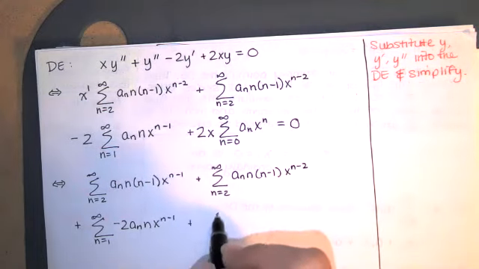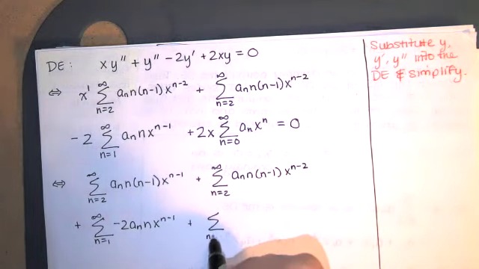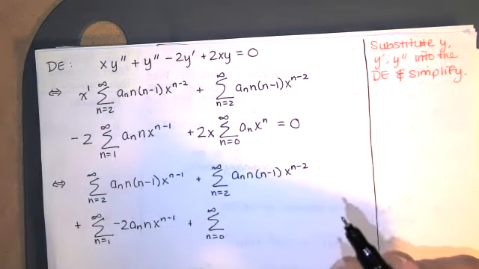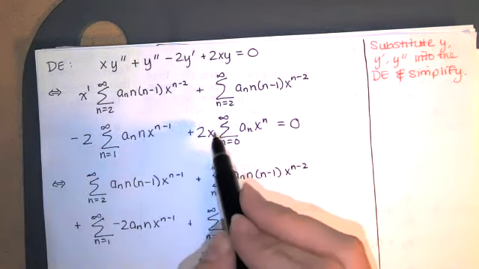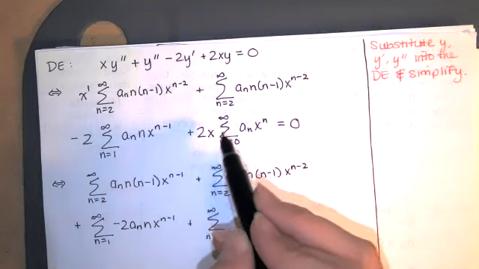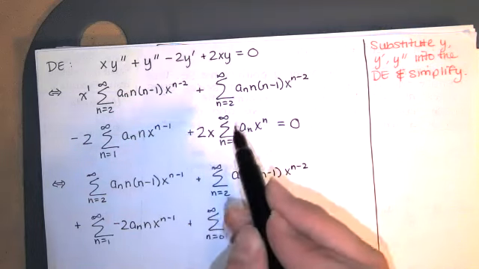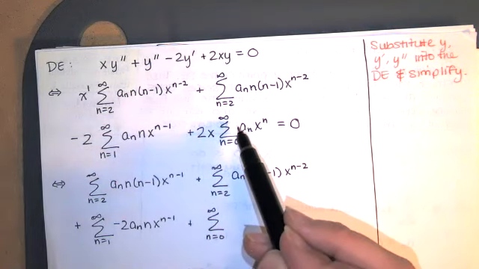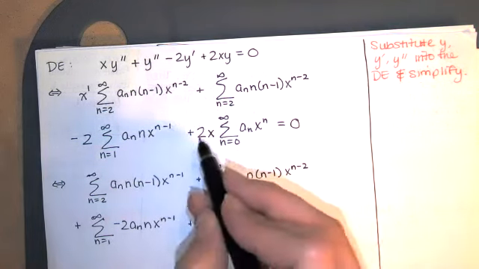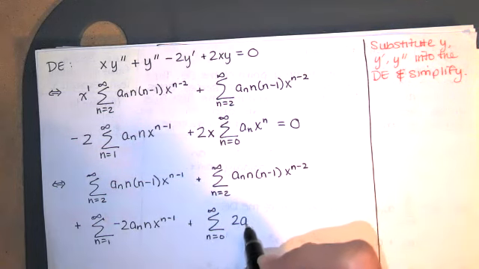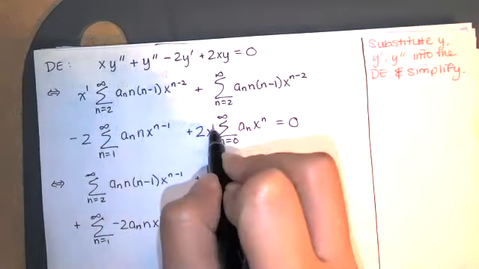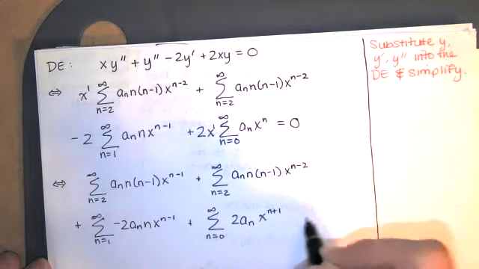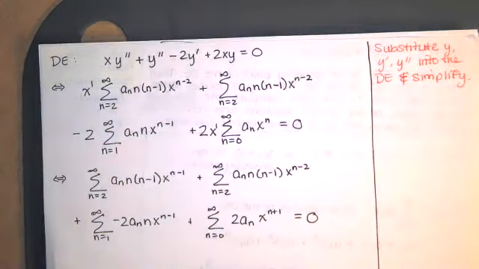And here I want to distribute the 2 and I want to distribute the x. So I've got 2 times all of this. Well, the way we would do that is we would take the 2x and multiply every single term by that 2x, right? Well, that's the same as pulling that 2x inside this summation. So I'll have 2 times a sub n as my constant. And then I'll have x to the first times x to the n, which is going to give me an x to the n plus 1. And that's equal to 0.